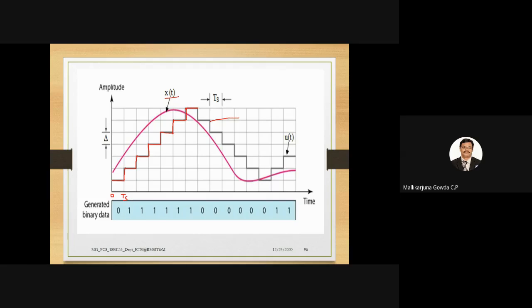Now the approximated signal is greater than the analog input signal, hence it will be decremented by delta. That is why it is 0. At this point also, the approximated signal is greater than my analog input signal, hence it will be further decremented by delta. Again it is 0. So like this it continues. Hope you're getting how this staircase waveform works. Is this picture clear? This is how we get these zeros and ones with delta modulation.